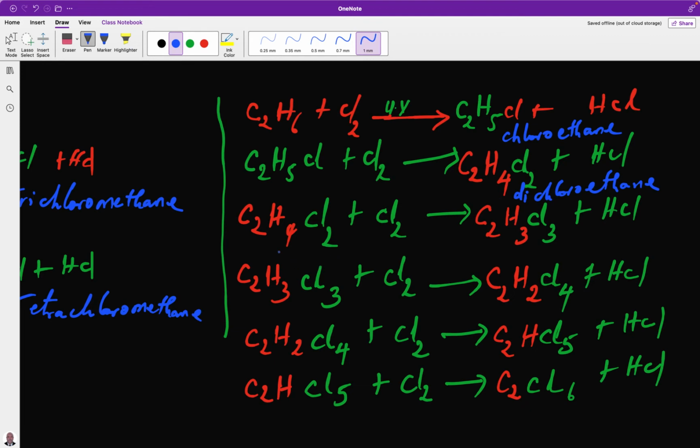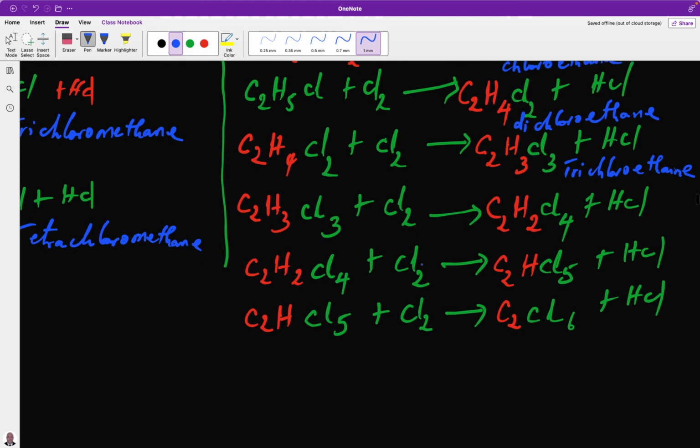Now, dichloroethane comes here, it will react and is being substituted. The hydrogen atoms are being substituted by the chlorine atoms. The number of hydrogen atoms is decreasing, from 6, 5, 4, 3. The chlorine atoms are doing what? They are increasing from 1, 2, 3. So now our product is C2H3Cl3, plus hydrogen chloride. In that case, we say it is trichloroethane.